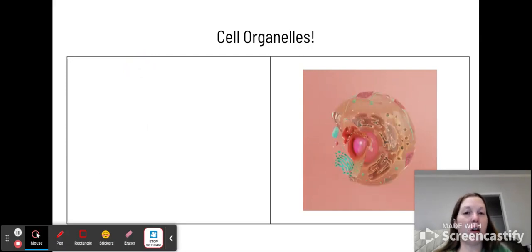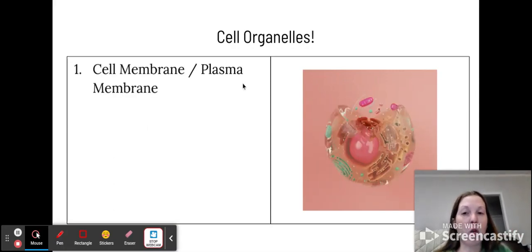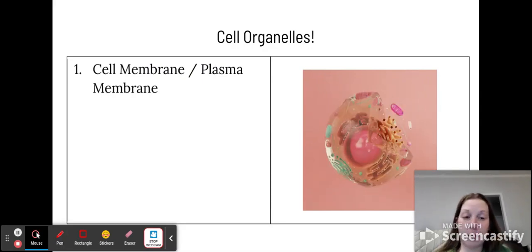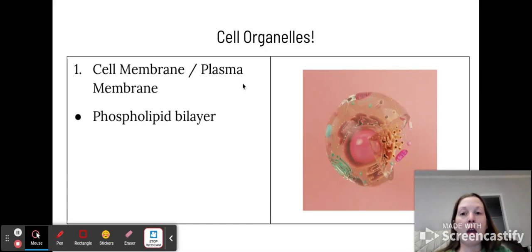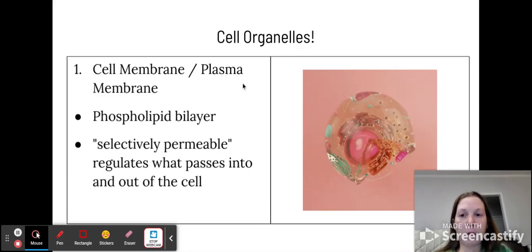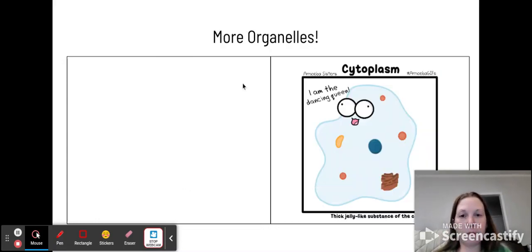So first, let's just talk about cell organelles. This is basically going to be a list explaining what each one is and what it does. First we have the cell or plasma membrane, which we discussed in the previous lesson and will discuss in the next lesson as well. Remember, it is a phospholipid bilayer, and it is selectively permeable, which means it can regulate what comes in and out of the cell.